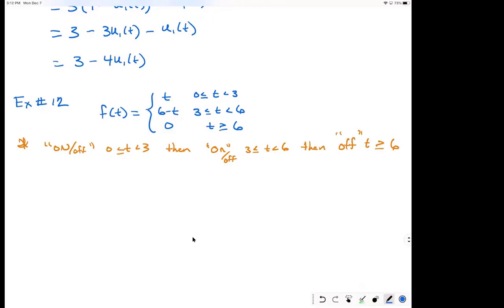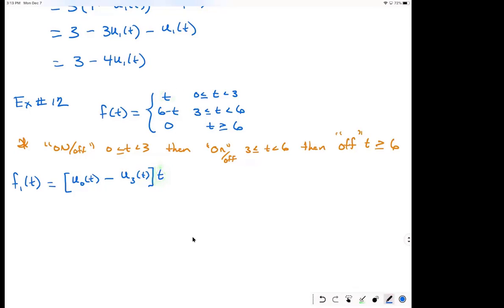Okay, so then now I'm going to write that my f sub 1 of t is equal to, so I have from 0 to 3, so on at u sub 0 of t minus u sub 3 of t, and then I need to multiply that by t, because that turns it on, being multiplied by 1 from the Heaviside function. But we want to multiply that 1 times the t, so I multiply this by t.